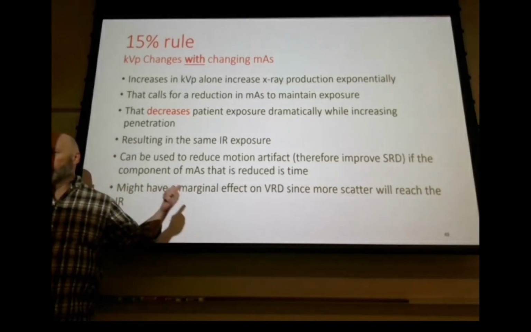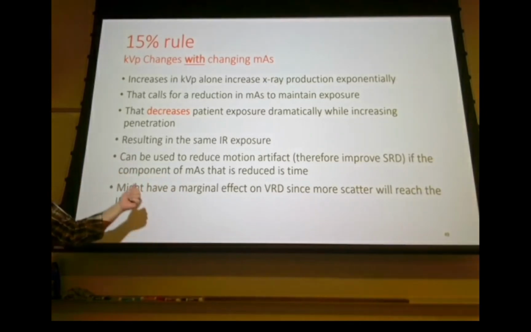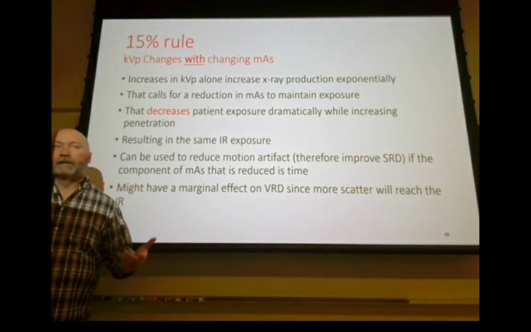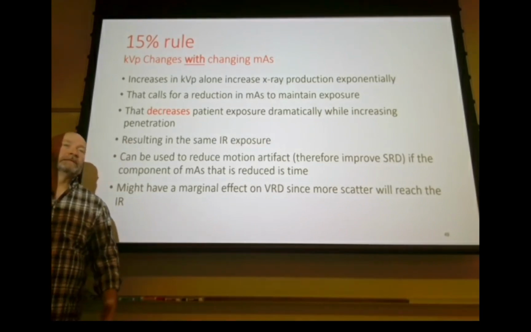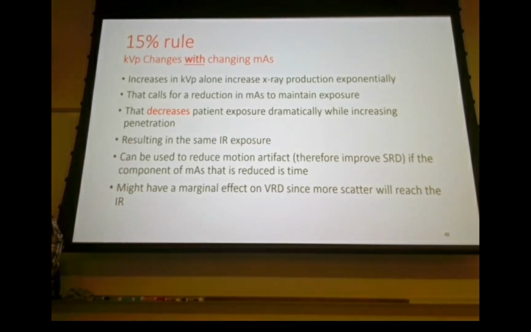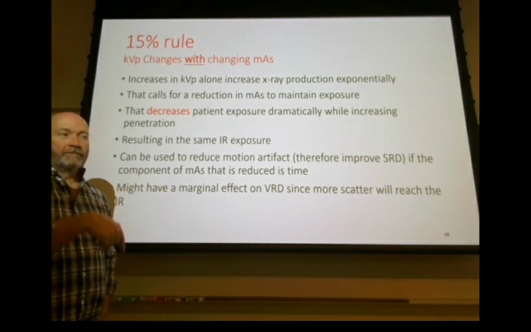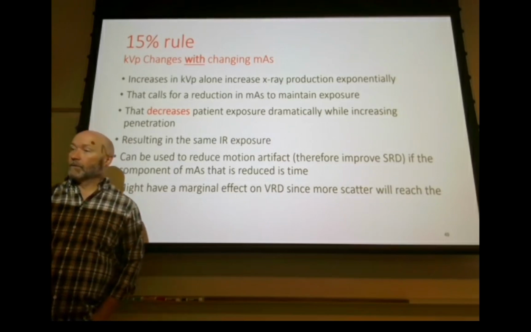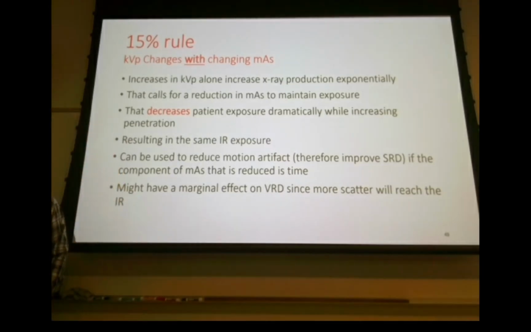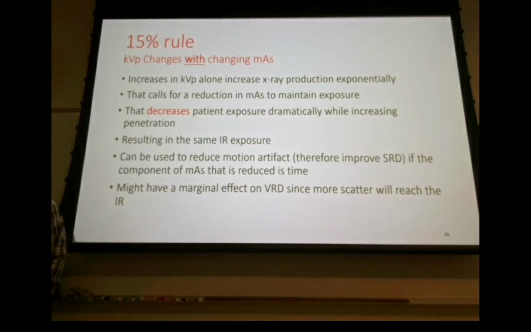Most of the questions that I think you're going to see all the way through the registry are going to have to deal with things like: you made a good exposure on a patient, the index number was right, but then you found out the patient was pregnant and you want to reduce patient exposure. What would you do? 15%. Increase kVp, reduce mass.